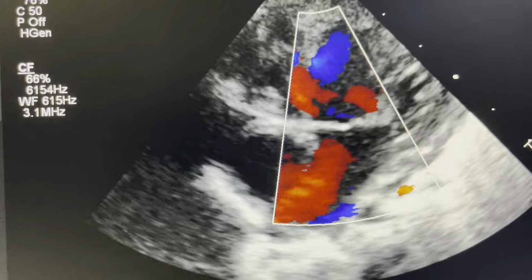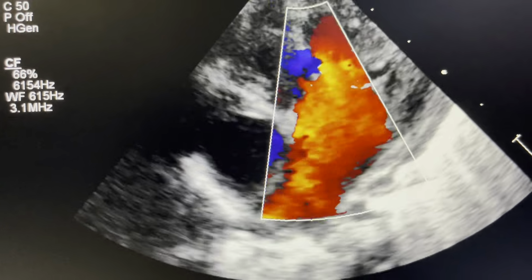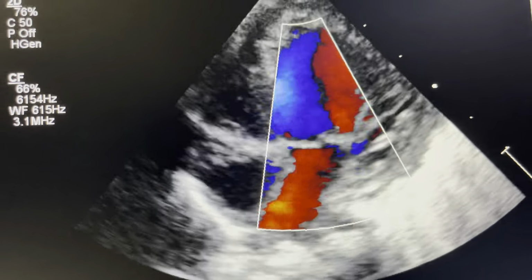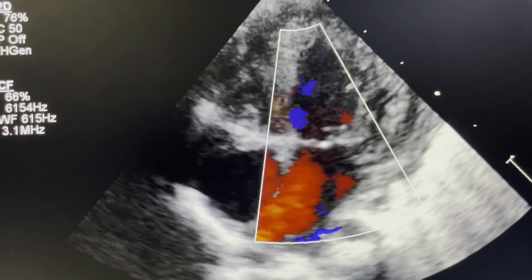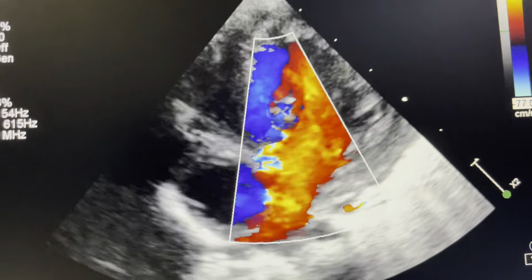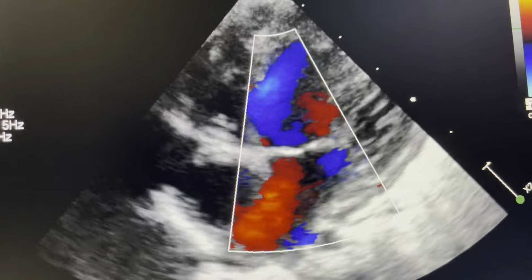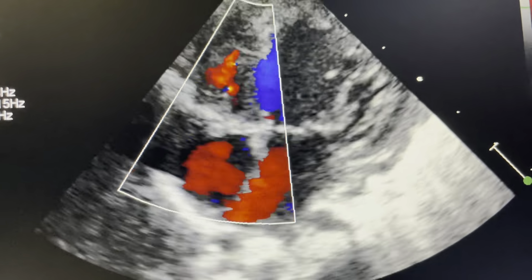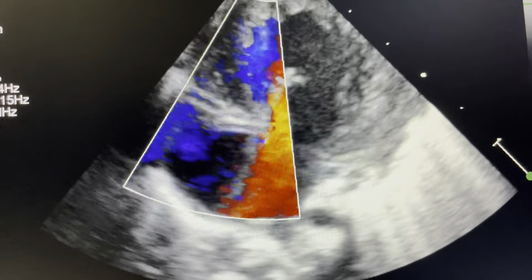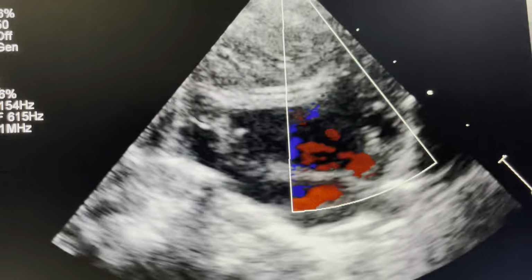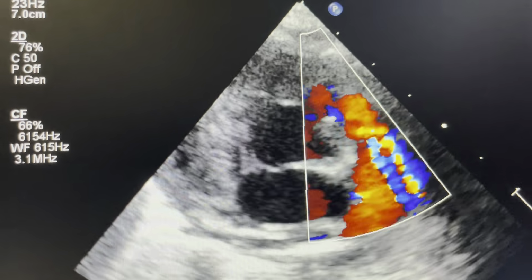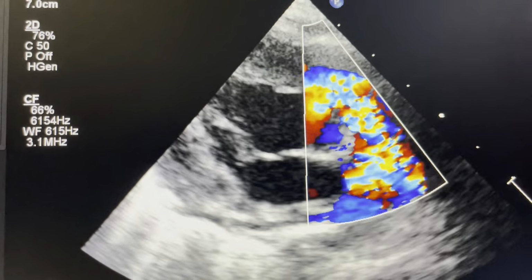Next image, color flow, the same thing. The speed is the normal speed that we see in the patient. In the previous image, it was reduced to half. Next, again the same thing. Now see what you see in this image.